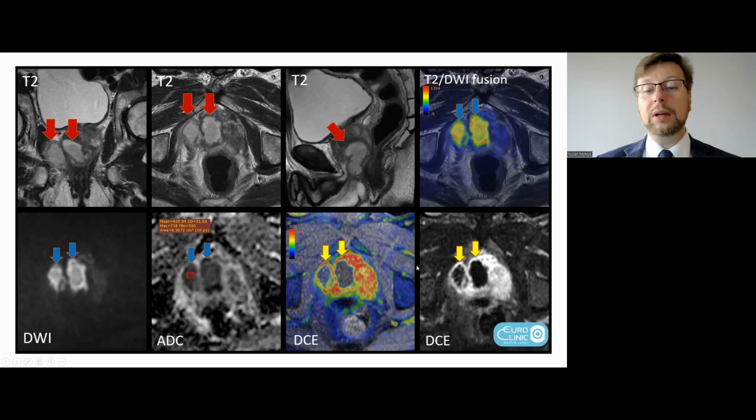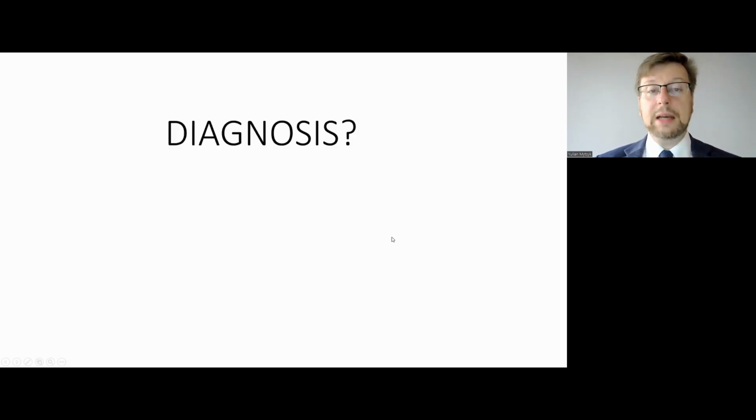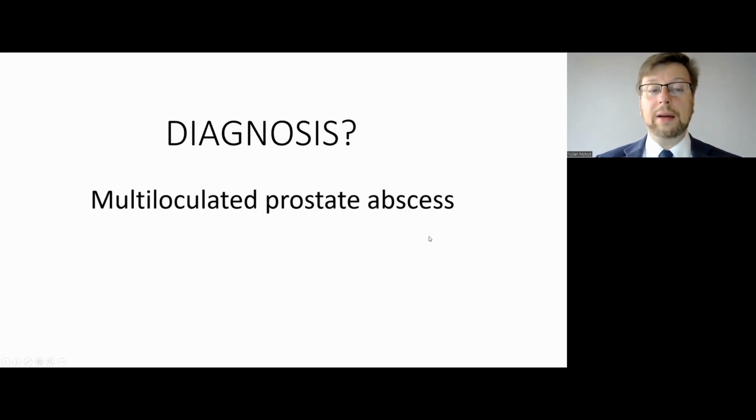And according to the dynamic contrast enhancement images, the prostate tissue significantly accumulated contrast with no central enhancement, a so-called ring pattern. So my first question is, what is the PI-RADS score of this lesion? And the second question is, what is the diagnosis? And sure, the diagnosis should sound like a multiloculated prostate abscess.